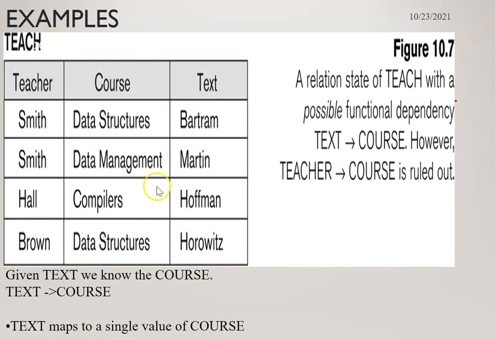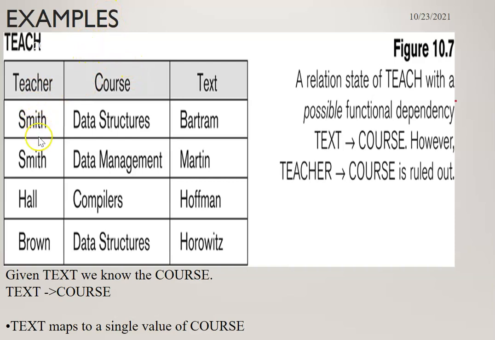Now, you have this teacher, course, and the text. If you look at this table, under teacher, you have Smith, Hall, and Brown. Now, let us first start with teacher and course. You're looking for functional dependency. So between teacher and course, you ask yourself, is there a functional dependency between teacher and course?